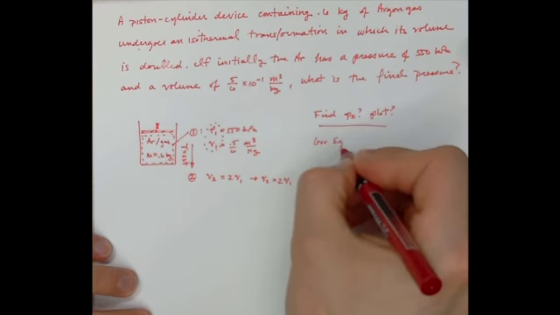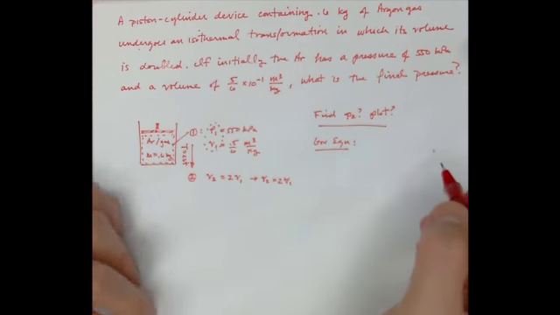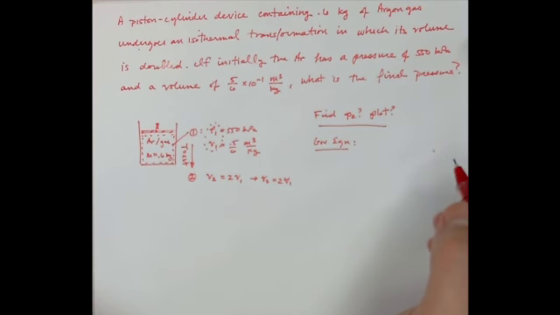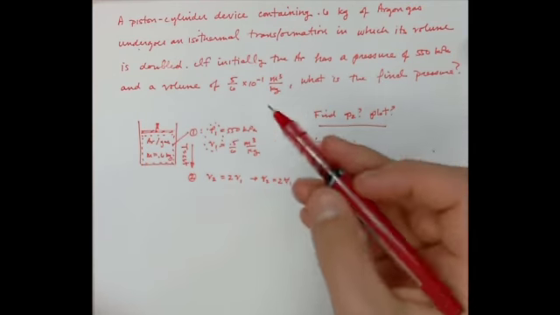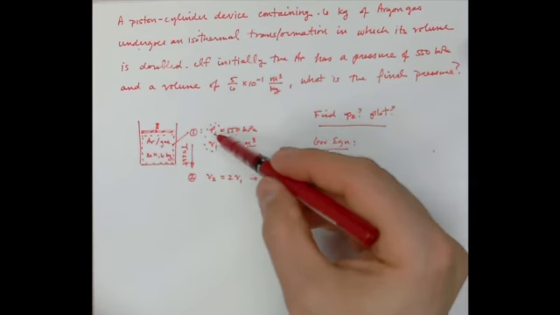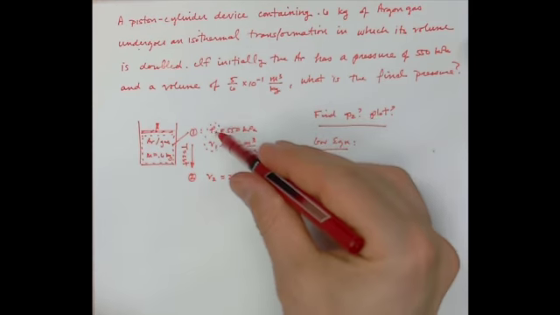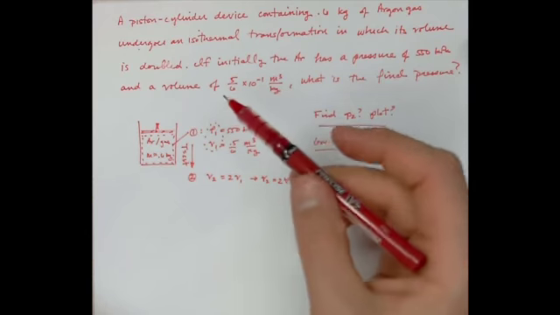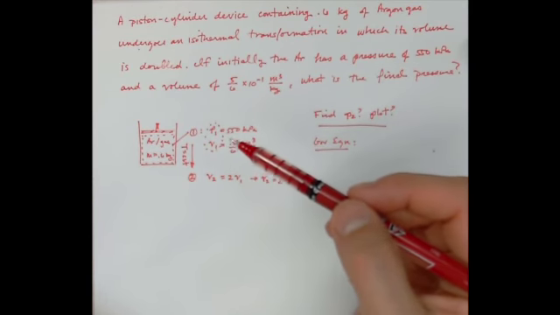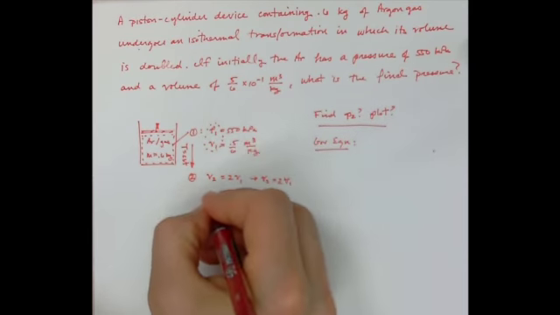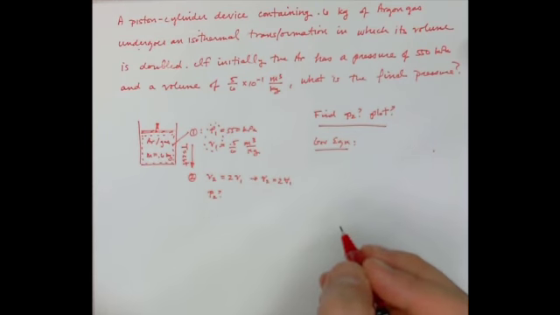So let's look at how we solve this, starting off by writing down a governing equation. We know that we're going to need an equation of state, at least at state 1, because the equation of state is precisely what connects P1 and V1. At 2, we don't know P2.